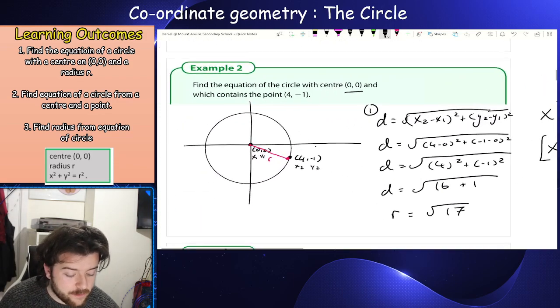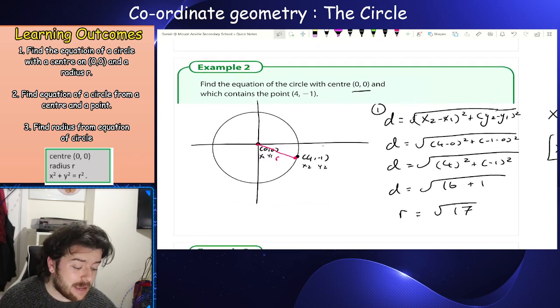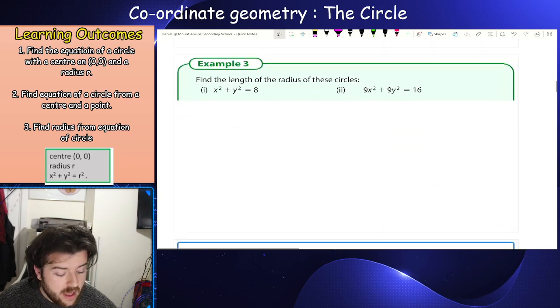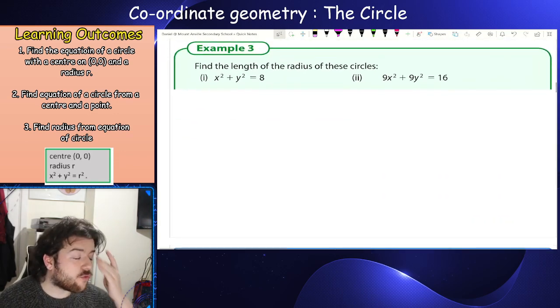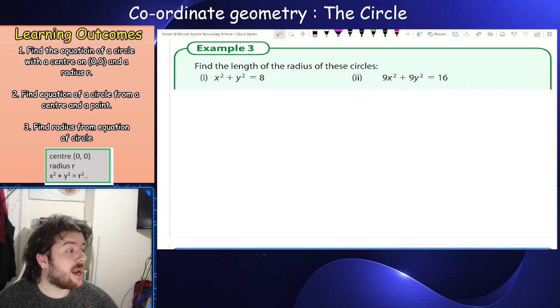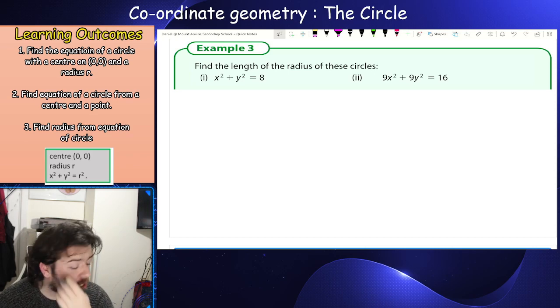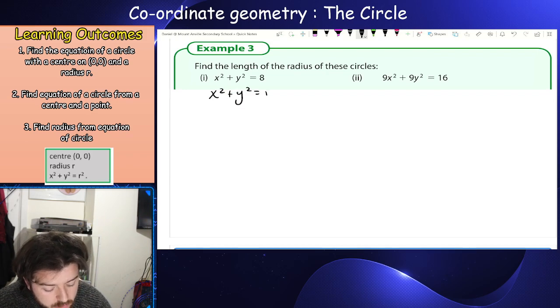So that is how we find the equation of a circle with center point (0, 0) and a point on the circle. Now, finally, you're going to be asked to find the radius of a circle from the equation of a circle. So we're going to look up here. I have x squared plus y squared is equal to 8. So I know x squared plus y squared equals my radius squared.